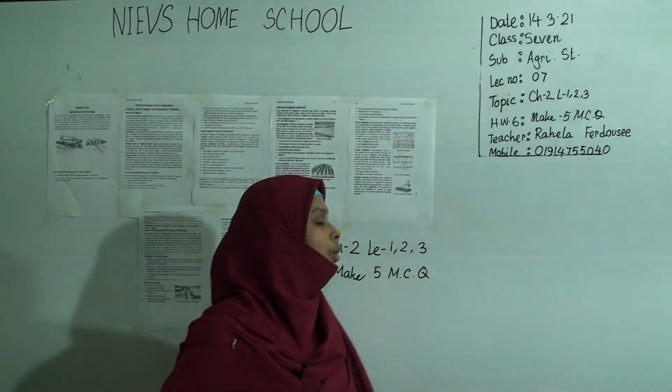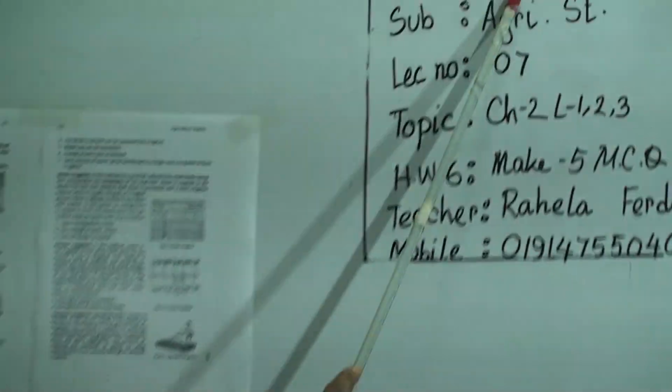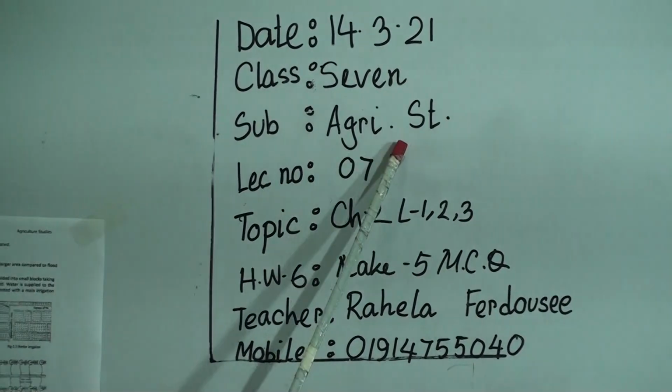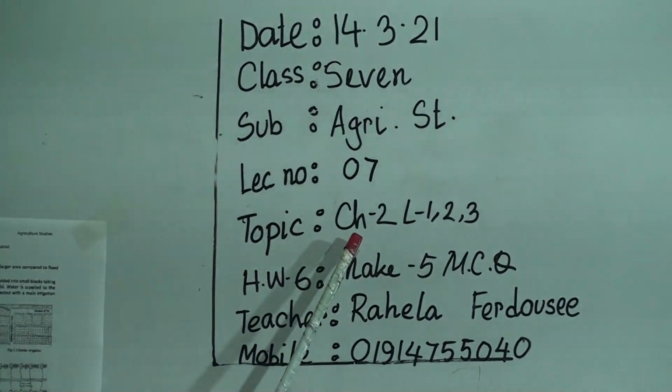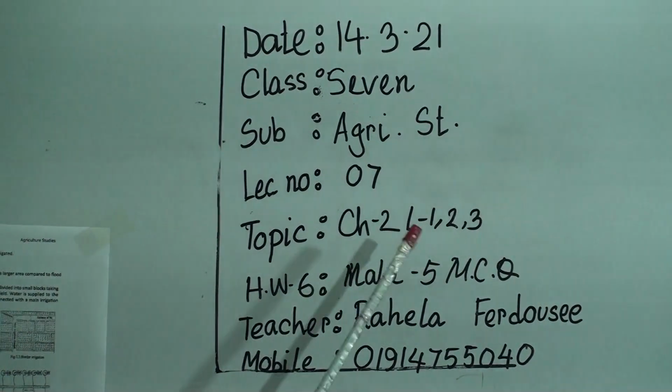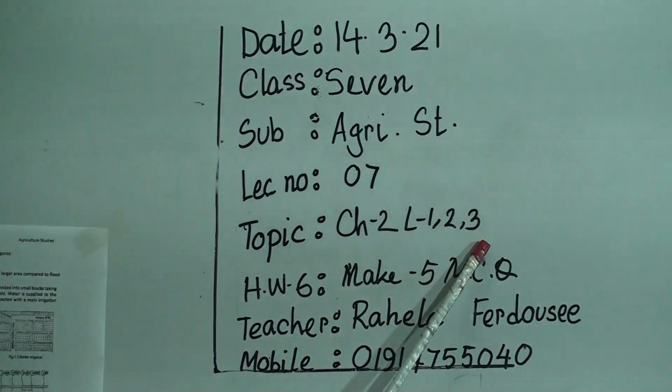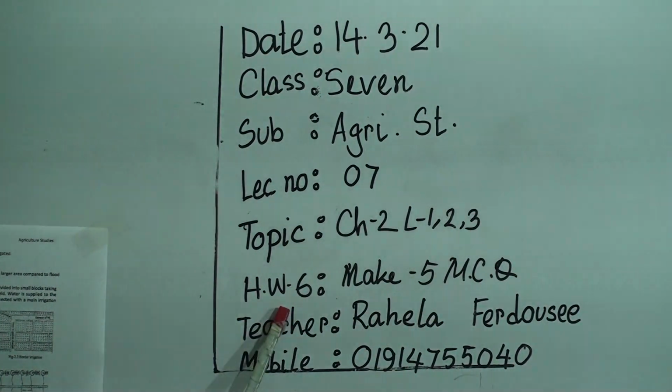Now, today we are going to have a class of class 7. Our today's subject is agricultural studies, and our today's topic is chapter 2. We will discuss lesson 1, 2, 3. And after the class, you will do SW. You will make 5 MCQ. This is SW number 6.